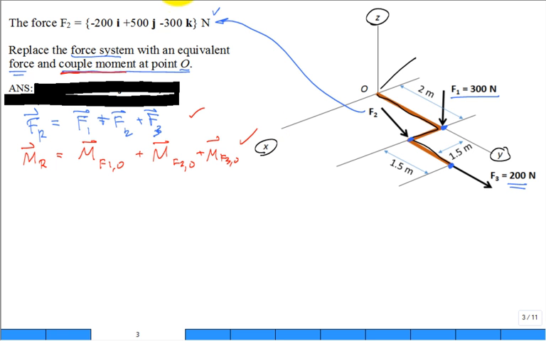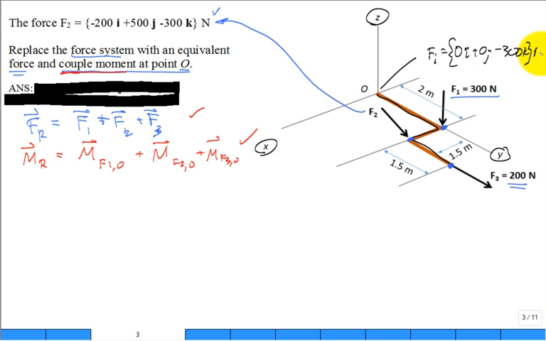All right. So let's express force 1 as a vector in i, j, k. So it would be 0 in the i, 0 in the j, negative 300 in the k.